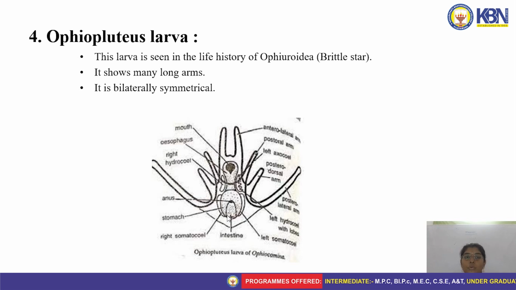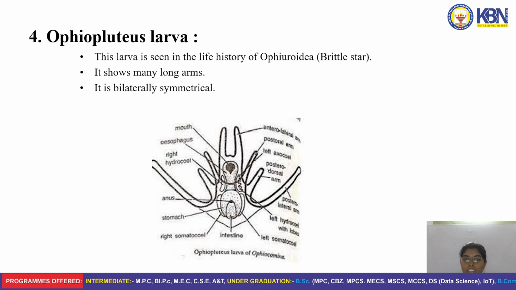Next, Ophiopluteus larva. This larva is seen in the life history of Ophiuroidea, like brittle star. It shows many long arms. It is bilaterally symmetrical. Below we can observe the diagrammatic representation of Ophiopluteus.